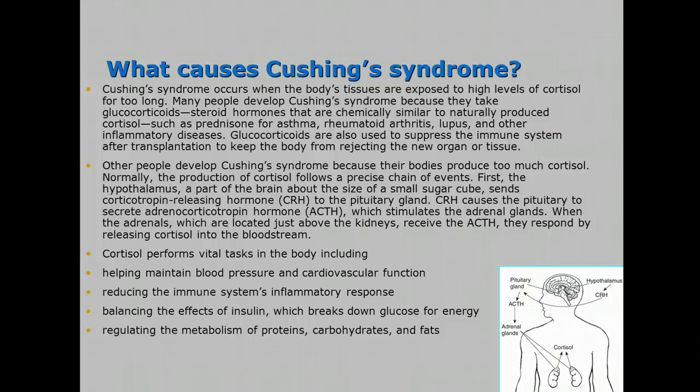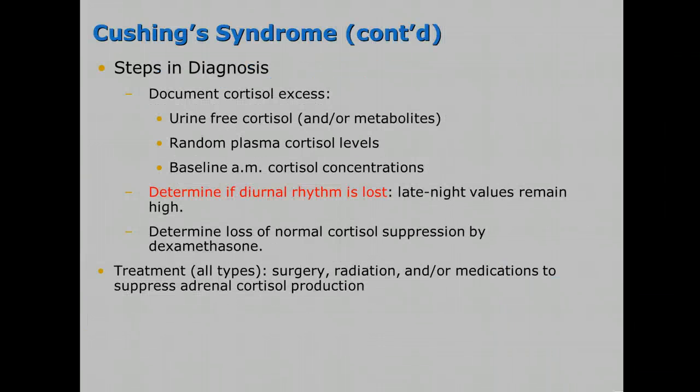It can reduce inflammatory response. It can balance the effects of insulin, which breaks down glucose for energy. And it regulates the metabolism of protein, carbohydrates, and fats. You might hear on the news sometimes that cortisol is the enemy. Cortisol is the hormone that makes you fat, that gives you the large abdomen. Well, somewhat, this is true. People that eat too many carbohydrates, for example too much sugar, or have high stress in their lives, it can cause an overproduction of cortisol, which can create some of these looks in people.